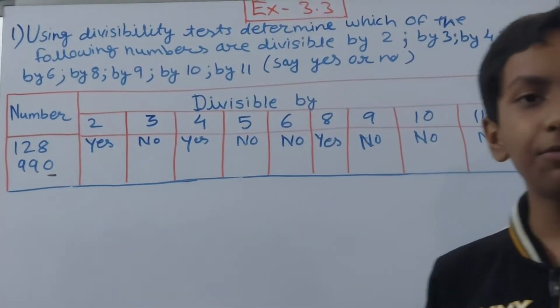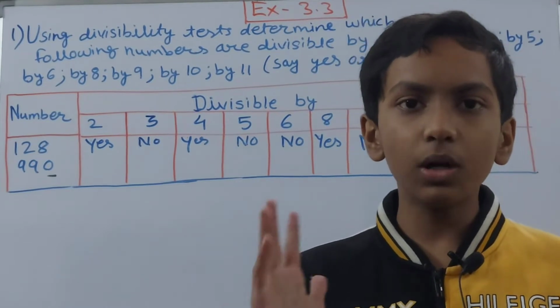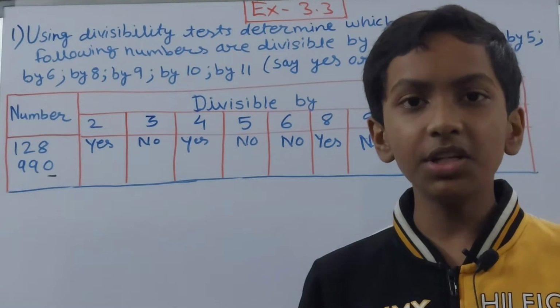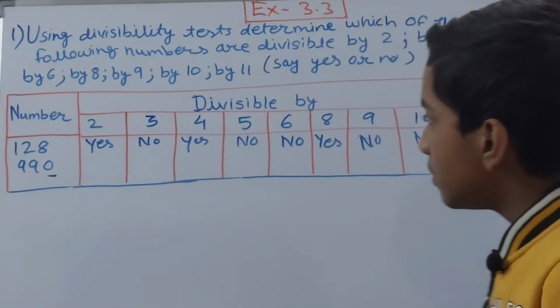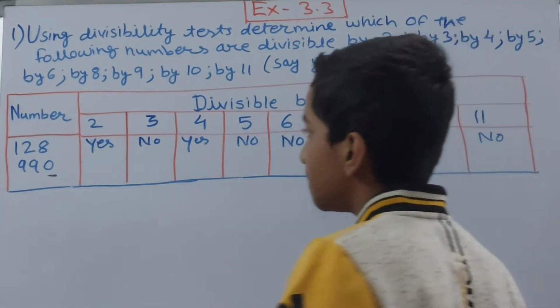So the digits at ones place should be 0, 2, 4, 6 or 8. If these 5 digits are there at the ones place, then the number is divisible by 2, right? So you see we have 0 here, that means what? 990 is divisible by 2, so we put yes.